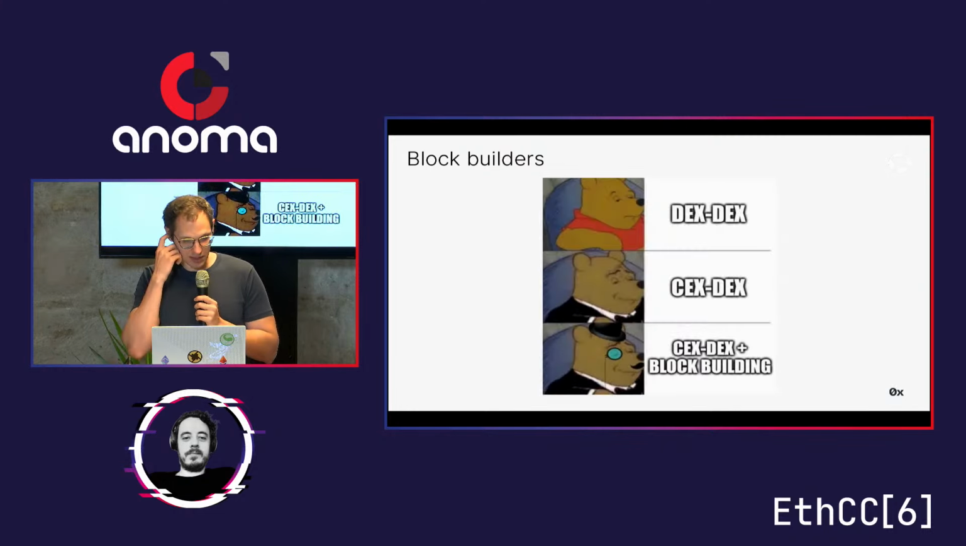Yeah, so this is the state. There are on-chain searchers, they are sad. There are centralized to decentralized searchers, which are happy, and there are centralized to decentralized searchers that actually build blocks, and they are the happiest and the smartest, and they make the most money.